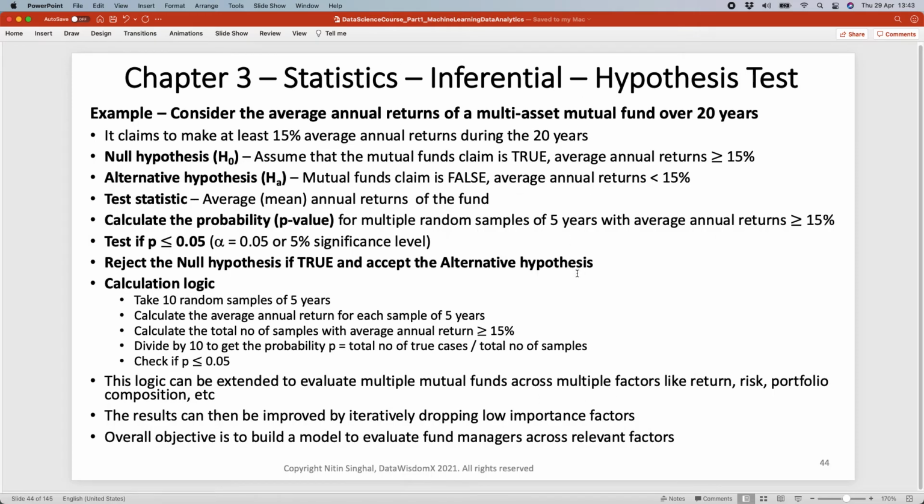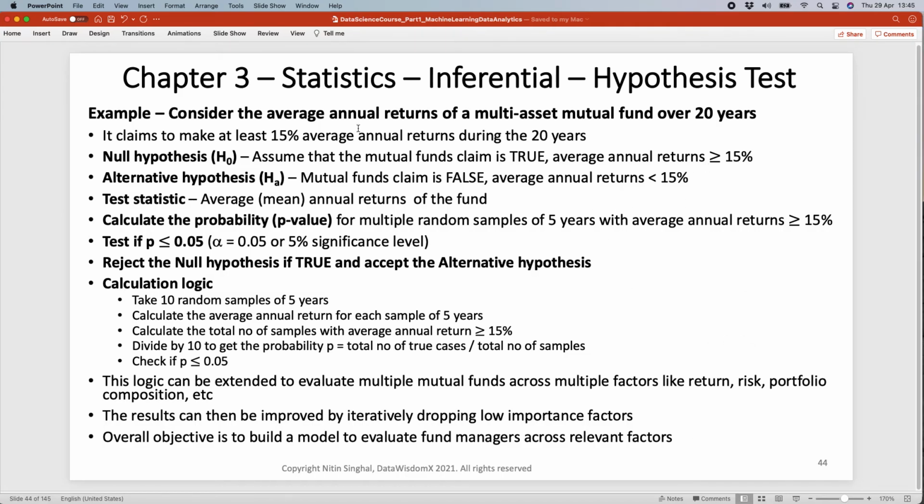So what we end up doing is that we build a model to evaluate fund managers across relevant factors over a period of returns. So hopefully you now understand the statistical concept of hypothesis testing, what its uses are, how to do it, and then apply it in your own personal scenarios of testing different assumptions.